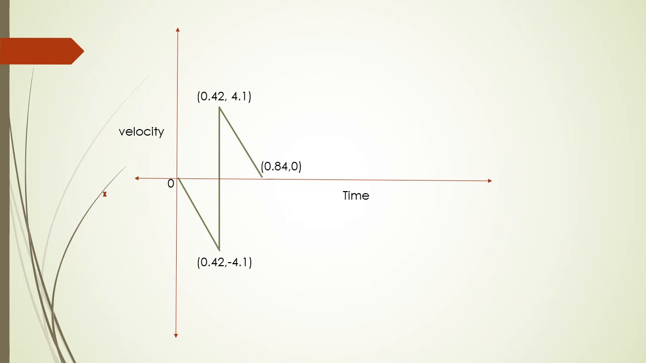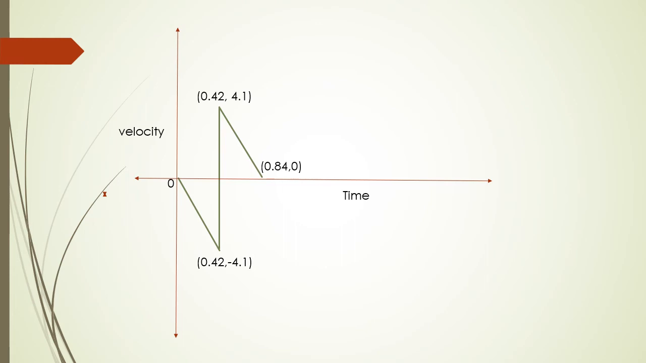Then it bounces back. The direction of velocity changes. This vertical line represents the direction of velocity changes. We consider with the same velocity the ball bounces back. So from 0.42 second to 0.84 second, the ball is moving with constant acceleration from 4.1 meter per second to 0 meter per second. So the graph will look like this. So you have to draw this graph.